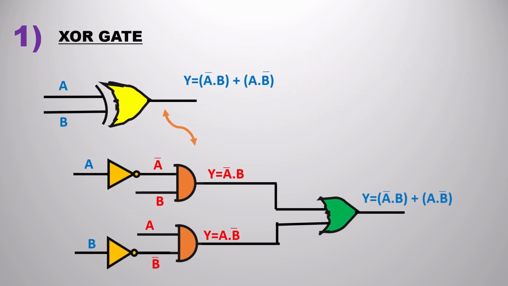If you backtrace the formula, that is A bar B and A B bar, you're going to get this circuit. This has already been discussed in the previous video, so let's check out that video, the logic gates video. With this circuit, we are going to make the first circuit using NAND gates. With the help of NAND gates, we are going to build the XOR gate.